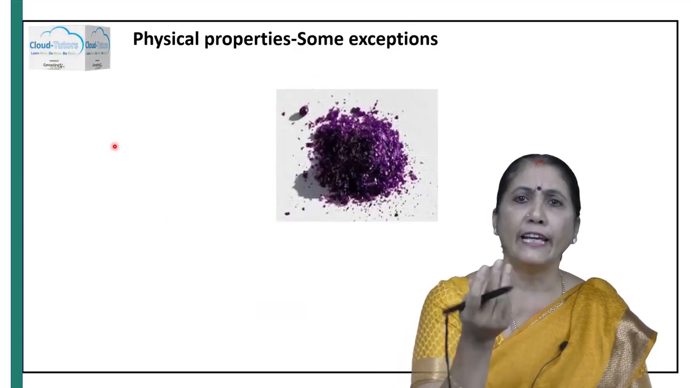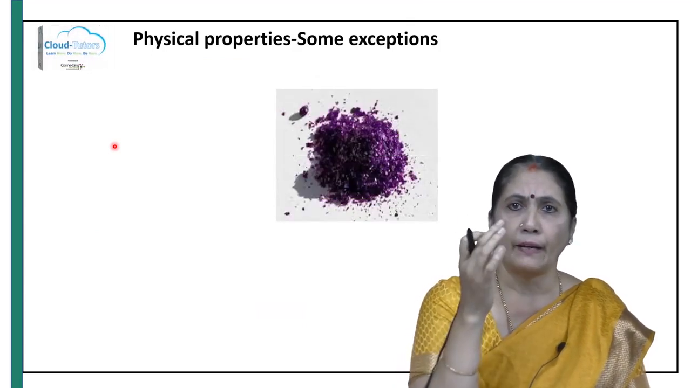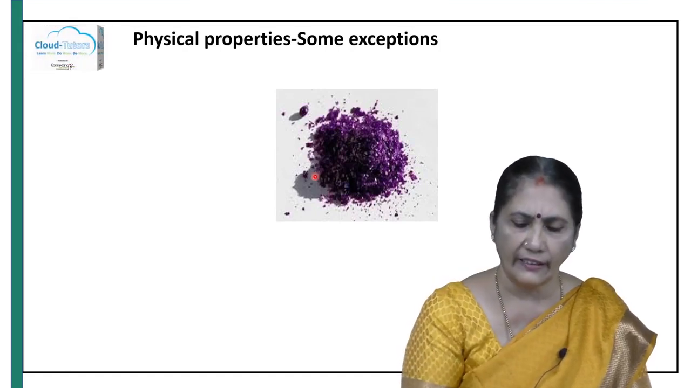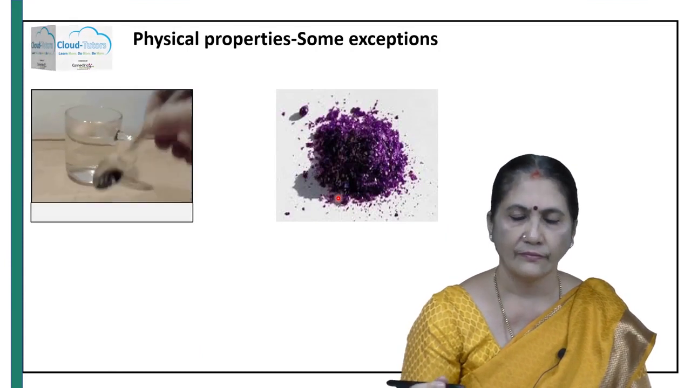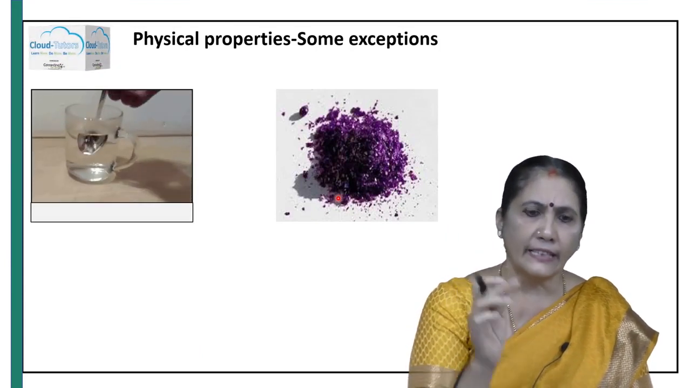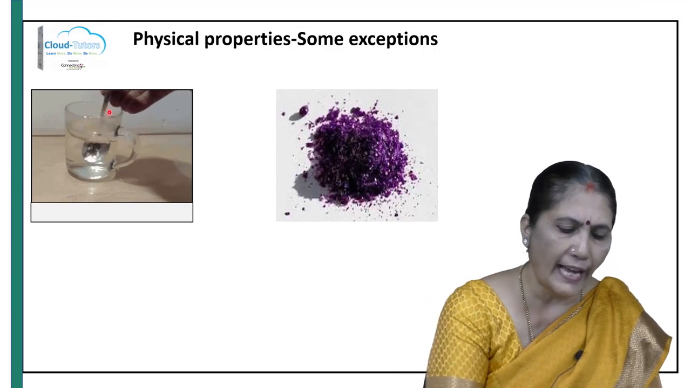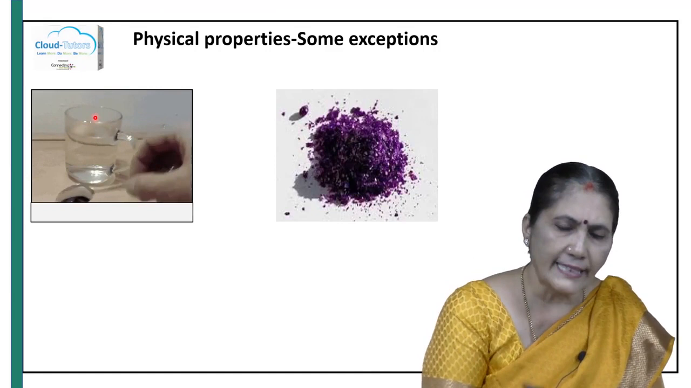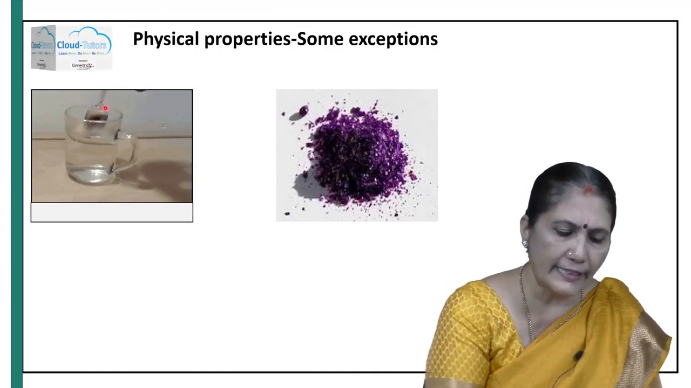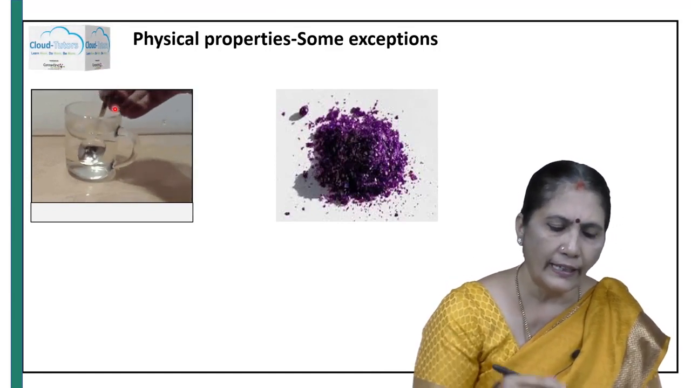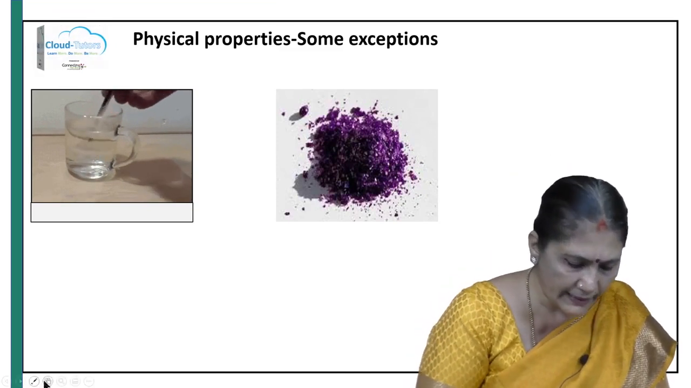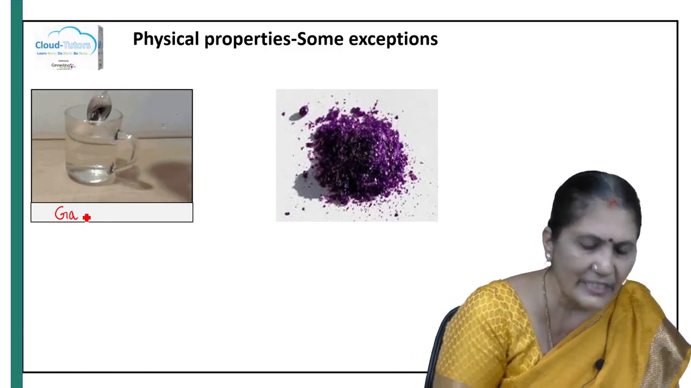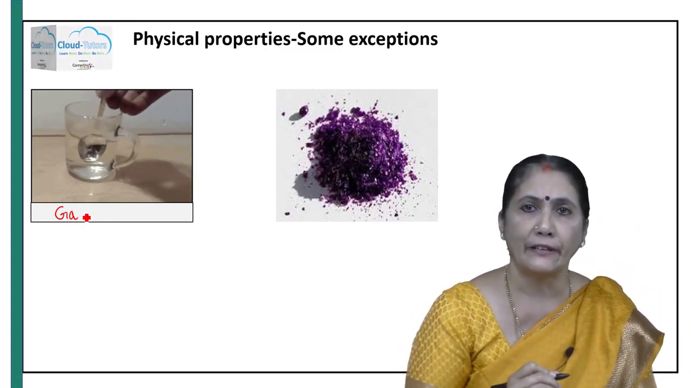Now, one of the non-metals is especially having a shining luster. It is iodine. Now, imagine I have a spoon which is made up of gallium and I want to stir a sugar solution. Just after a few seconds, you can see the spoon will entirely disappear. That means gallium is one of the elements which has a very, very low melting point.